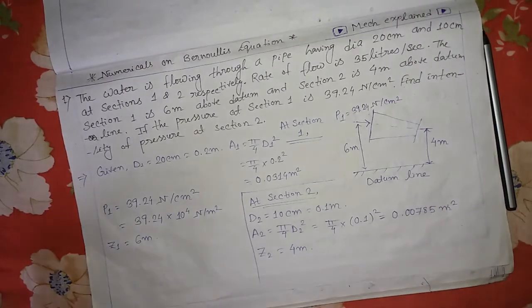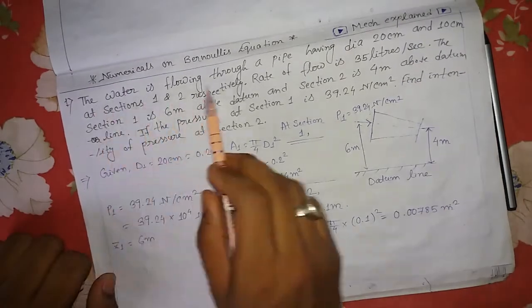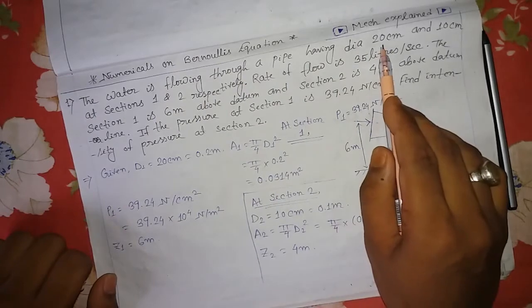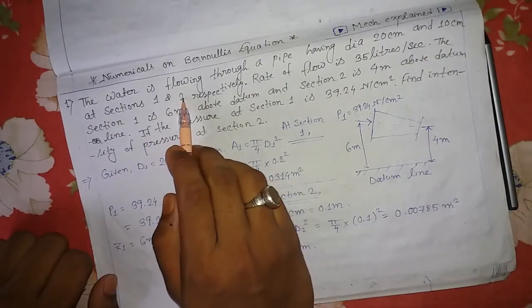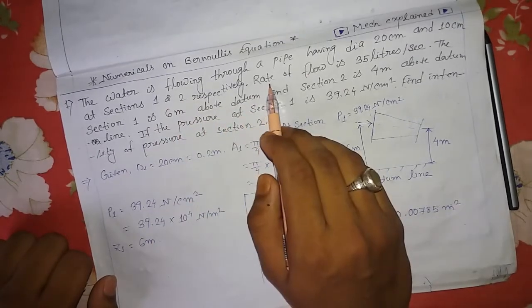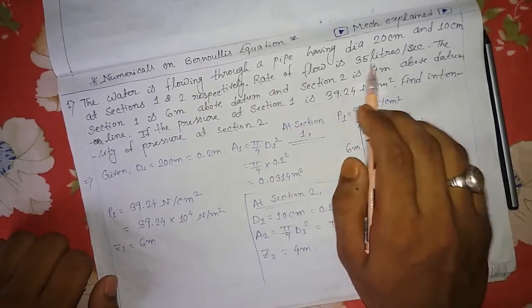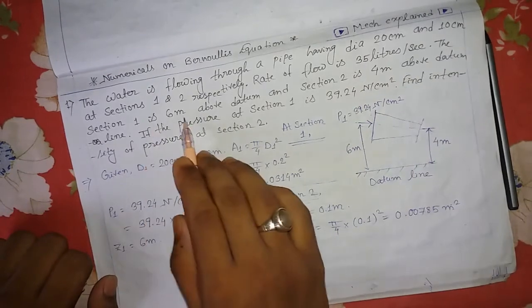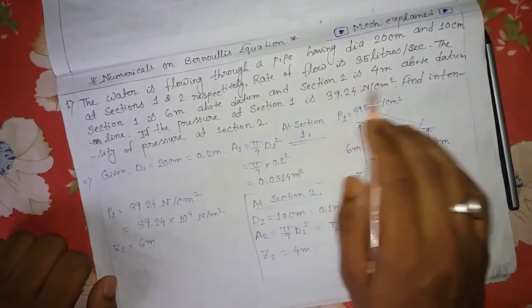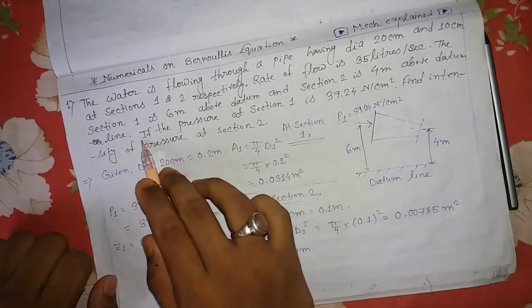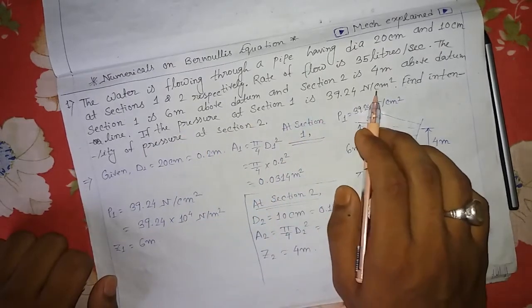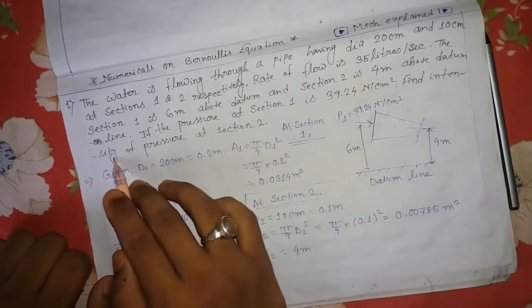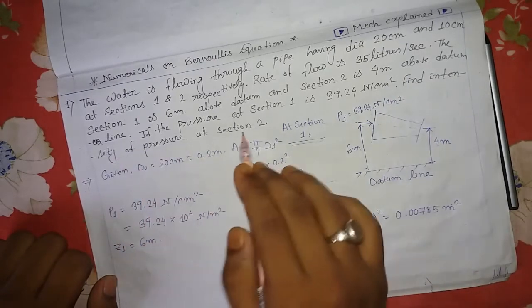Here the question is: water is flowing through a pipe having a diameter of 20 cm and 10 cm at sections 1 and 2 respectively. The rate of flow is 35 liters per second. Section 1 is 6 meters above the datum and section 2 is 4 meters above the datum line. If the pressure at section 1 is 39.24 Newton per centimeter square, find the intensity of pressure at section 2.